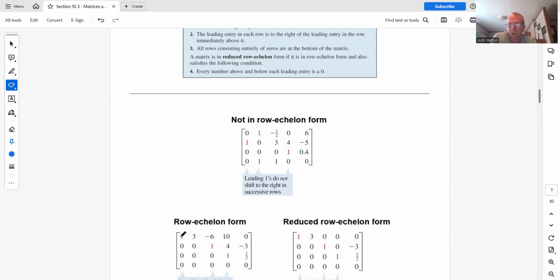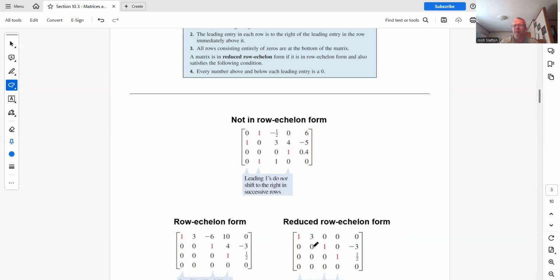So this one is in row echelon form. The leading entry here is a 1. Then the next leading entry is in the third column. Moving down, the next leading entry is in the fourth column. And then this one is all zeros, which is at the bottom, which is where it should be. Then this one is in reduced row echelon form. We have the same leading entries in the same spots. And now for any leading entry, that column is all zeros except for that leading entry. The third column is all zeros except for that leading entry. The fourth column is all zeros except for that leading entry.